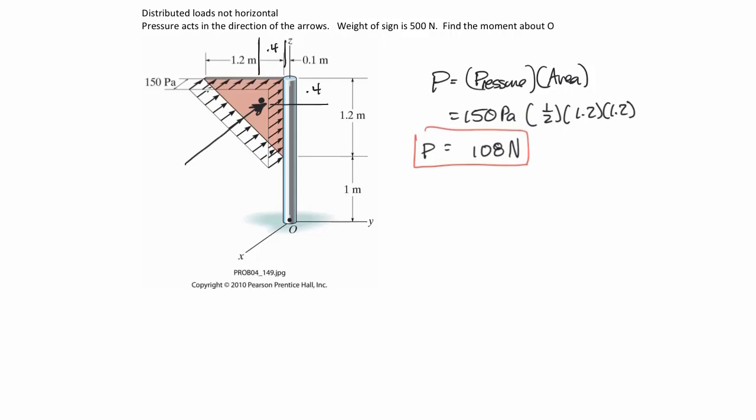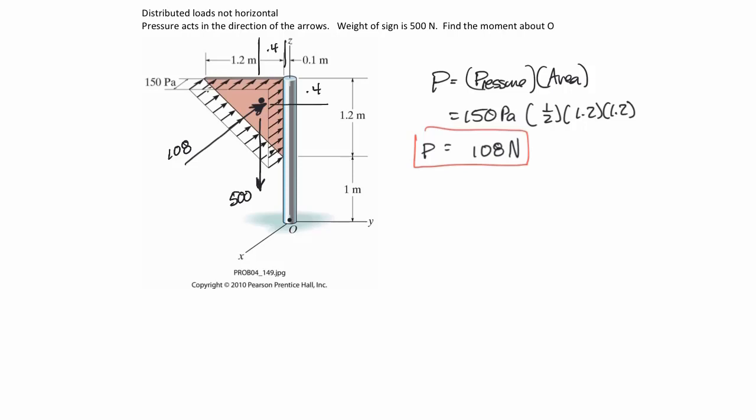Alright, how about the weight? The weight is 500 newtons, and because it is a distributed load, it also acts through the centroid, or the center of gravity. It'll act through the center of gravity, which happens to be in the centroid of that distributed load, which is in the centroid of the area. So I'm going to say that there's going to be 500 going this way, and this is 108 newtons going that way.